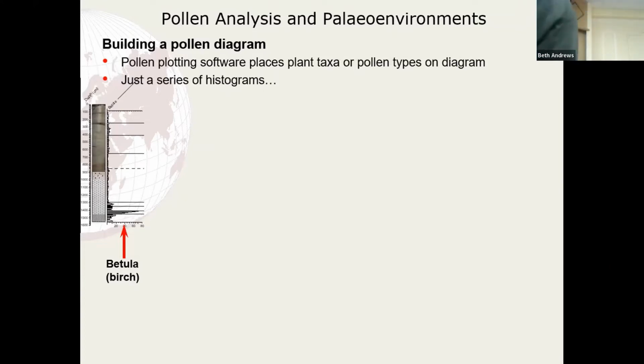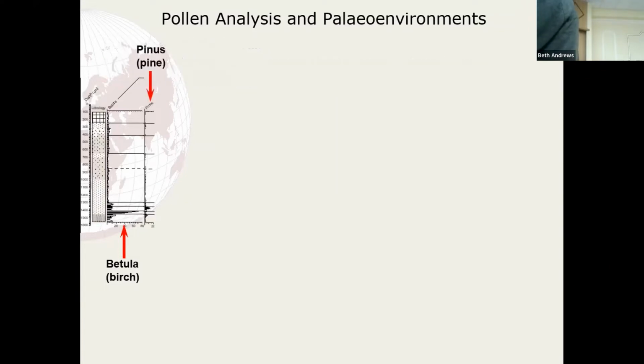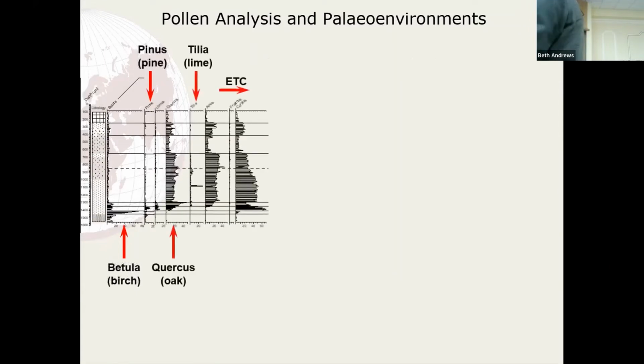The animation's a bit wonky here. Pine then comes on. Then pine, oak, lime or linden, and then other tree species such as alder and ash. Each one is shown as a series of histograms across your pollen diagram.